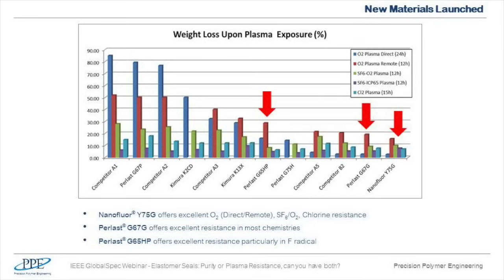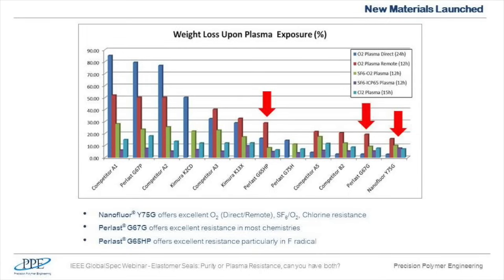And finally, I'd like to talk about Perlast G65HB. This material is an FFKM and quite different than the previous two. Perlast G65HB is a fully organic material. It means that it doesn't consist of any inorganic fillers in the formulation.